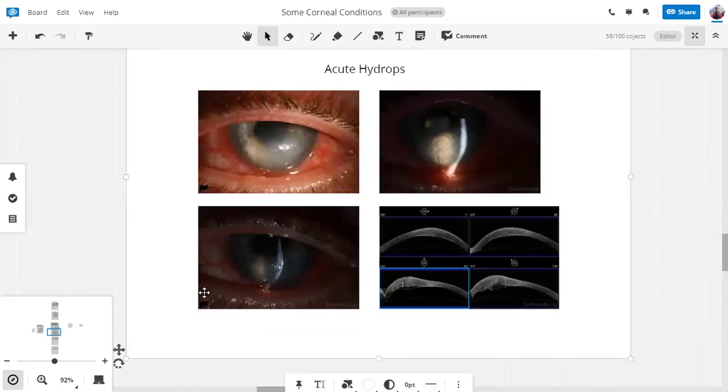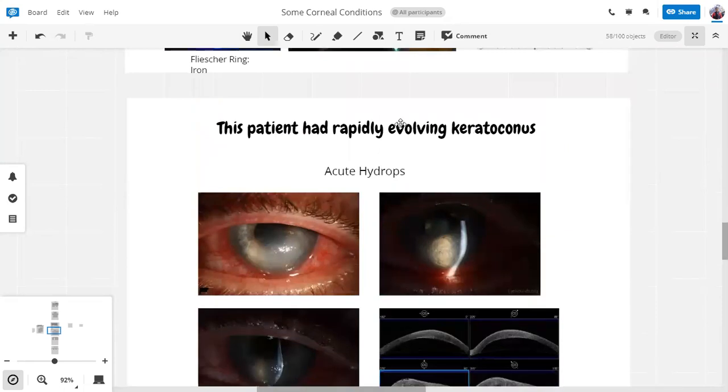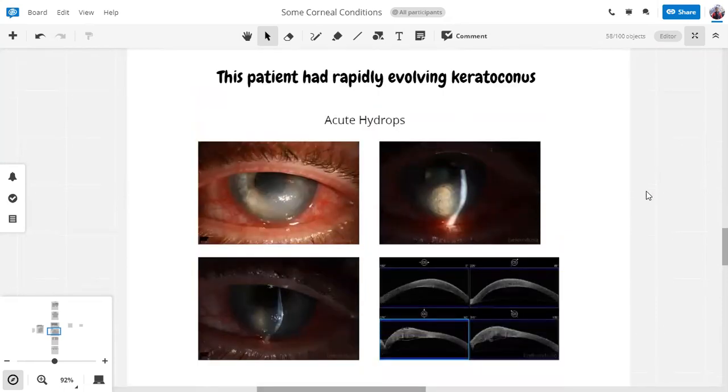Why is the Descemet's membrane and the endothelium rupturing in this patient? Rapidly evolving keratoconus. Mechanical stretch की वजह से, exactly. That is the reason why it's rupturing.